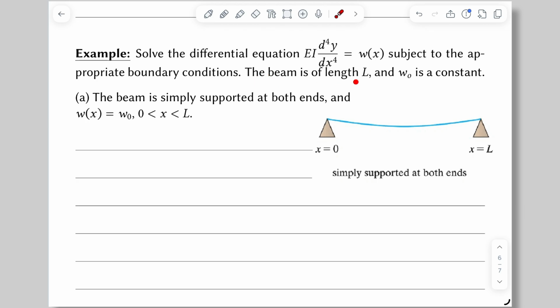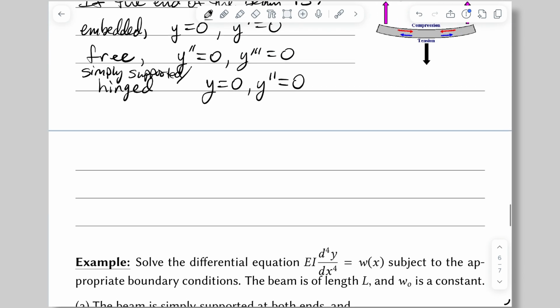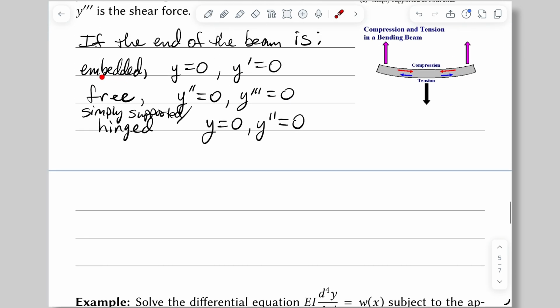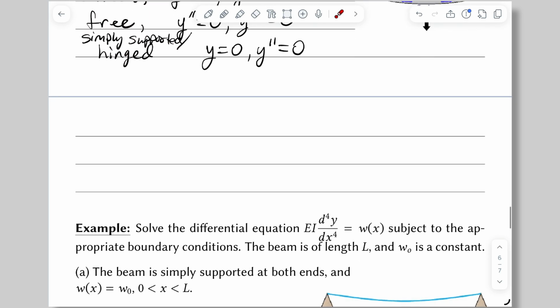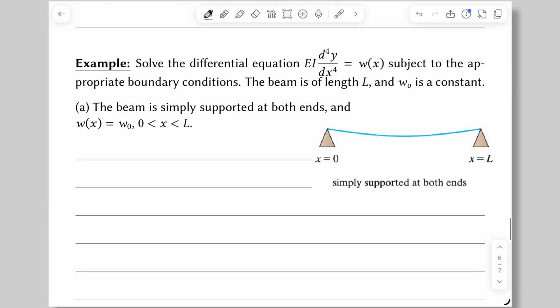Our beam is of length L, and W naught is a constant, and we're told that W of x, the weight per unit length, is W naught. So a constant on the right-hand side. X is between 0 and L. In this particular problem, our beam is simply supported at both ends. You may remember we looked at boundary conditions for beams that are either free at one end, embedded at one end, or simply supported at one end. The boundary condition for simply supported is y equals 0 and y double prime equals 0.